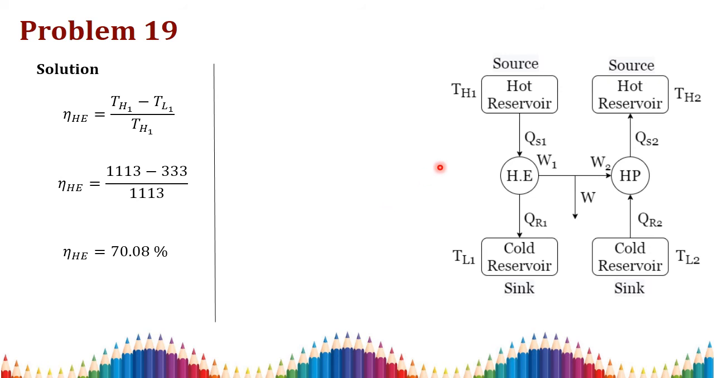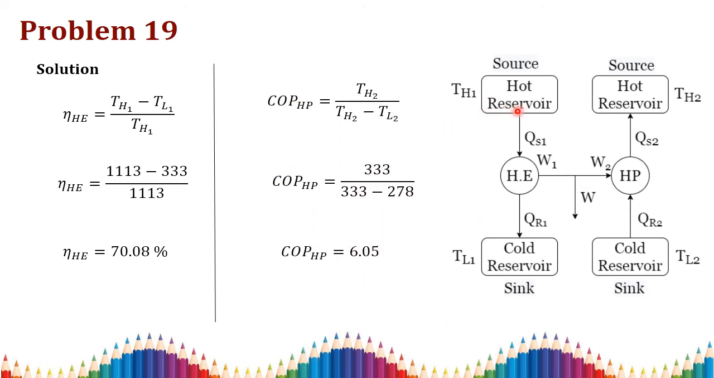The efficiency for the heat engine is TH1 minus TL1 divided by TH1, as we all know. Then substitute the values of the temperatures. Then the efficiency of the heat engine will be 70.08%. Then the COP of the heat pump: the formula is TH2 divided by TH2 minus TL2. Then you can find the COP.